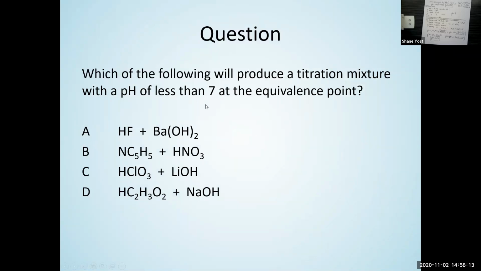So which of the following will produce a titration mixture with the pH less than 7 at equivalence point? Again.